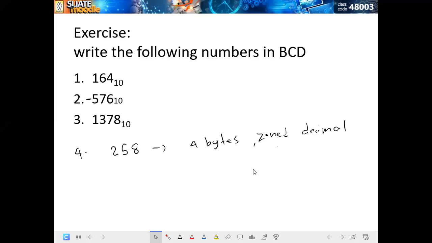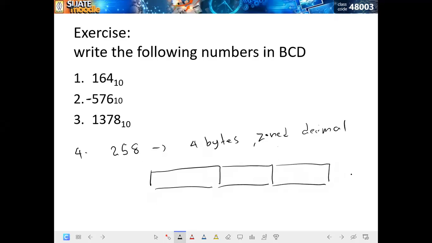Yes, ML Pereira's one is correct. Okay, then we will see the answer. It says 258, that's a positive value in 4 bytes. Then 4 bytes means we need 4 blocks: 1, 2, 3, and 4. We have to start putting the values from the right side.